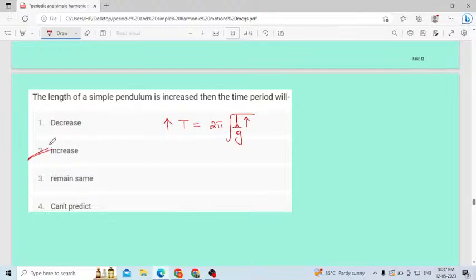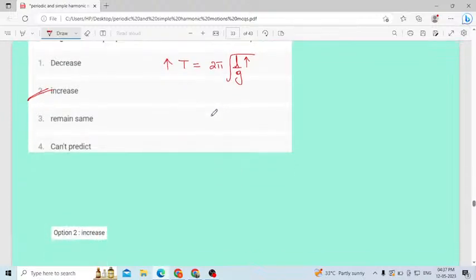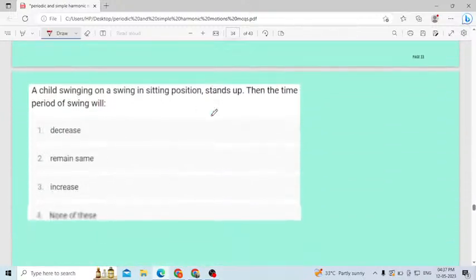The length of a simple pendulum is increased, then the time period will be increased, because both are directly proportional to each other. If one quantity increases, the other also increases. I am not reading the options; you can do that.